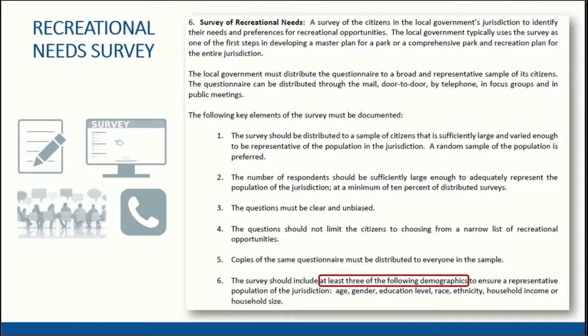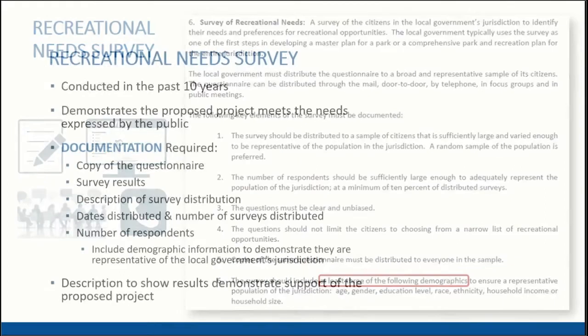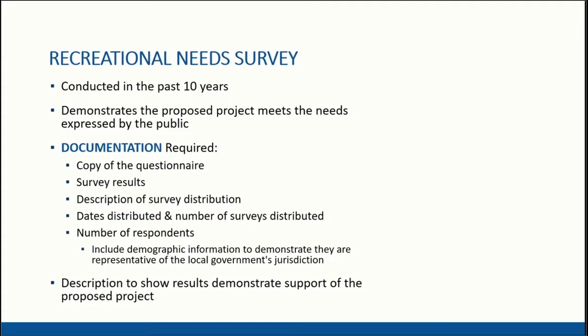So to be able to document that it was a representative sample of your community and the demographics of your community, make sure that you ask questions to collect those demographics. So you need to have at least 3 of the following: age, gender, education level, race, ethnicity, household income, or household size. So at least 3 of those need to be completed. The survey needs to be conducted within the past 10 years, and you need to demonstrate that the proposed project meets the needs that were expressed as a result of that survey.